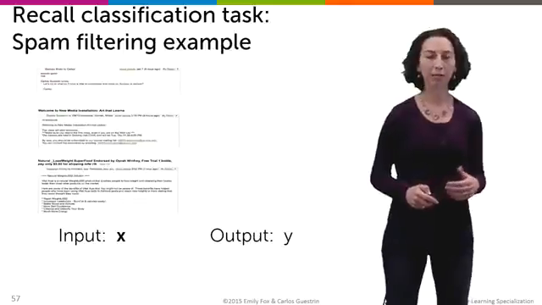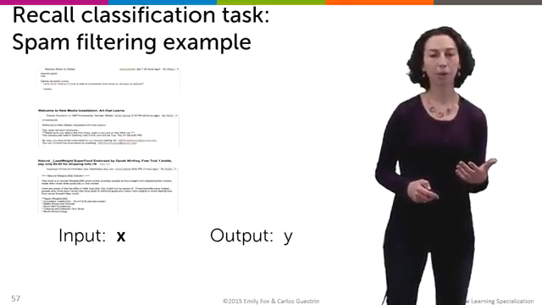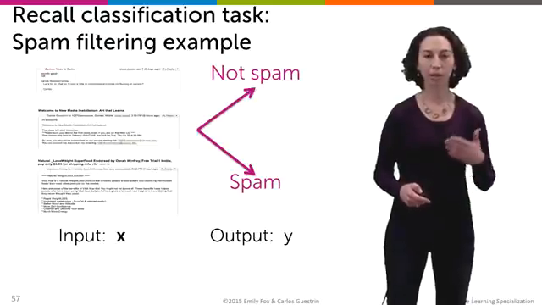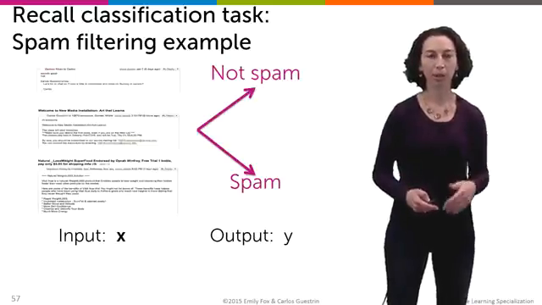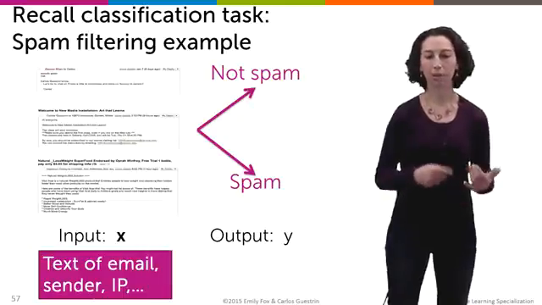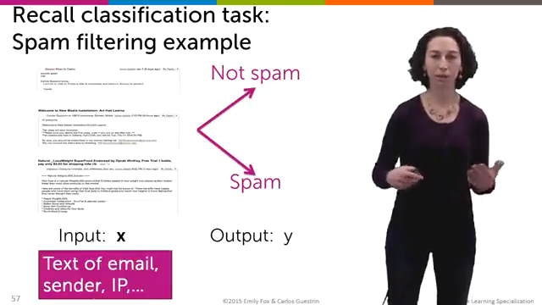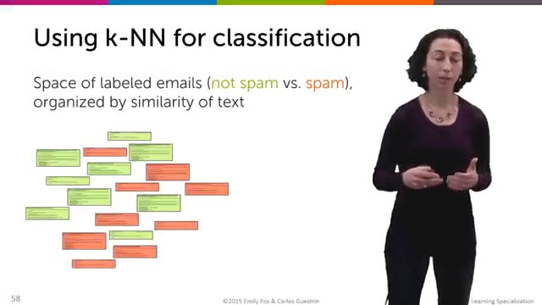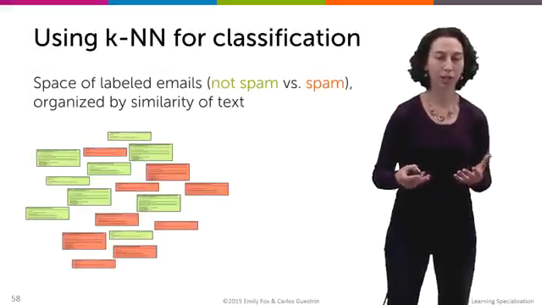Let's start out by just recalling our classification task, where we're going to do this in the context of spam filtering, where we have some email as our input, and the output is going to be whether the email is spam or not spam. And we're going to make this decision based on the text of the email, maybe information about the sender, IP, and things like this. Well, what we can do is use k-nearest neighbors for classification.